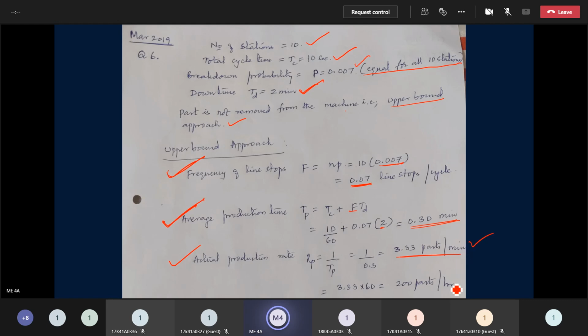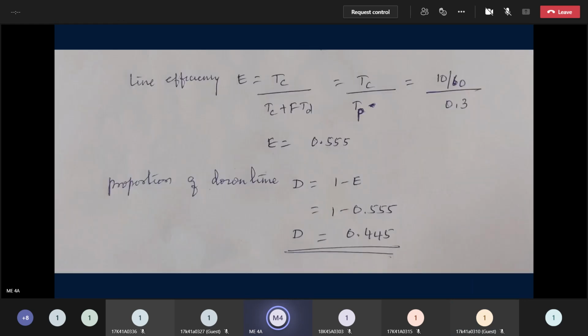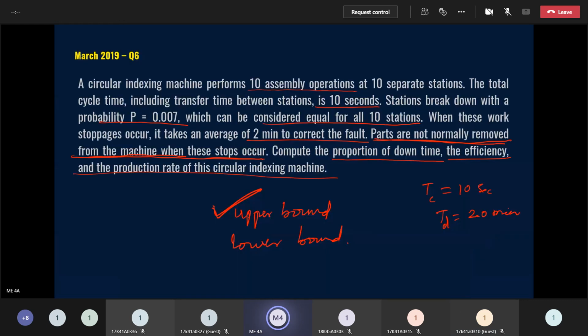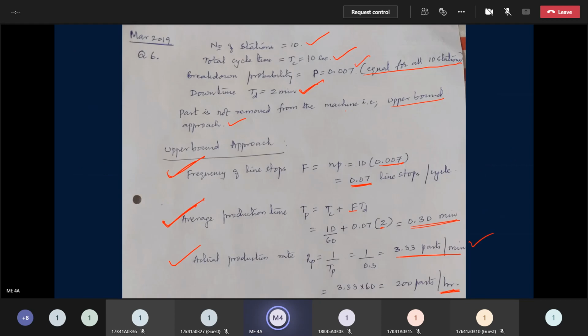Suppose if I have to calculate per hour, it will be into 60. 3.33 into 60, 200 parts per hour. I have calculated the rate of production. Any doubt so far? No, sir. Yeah. Now, once you calculate rate of production, because he's asking rate of production in the problem, you have calculated it. Now, the leftover thing is you have to calculate proportion of downtime, efficiency.